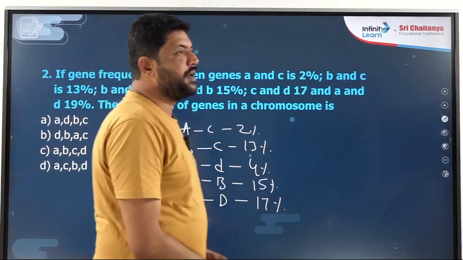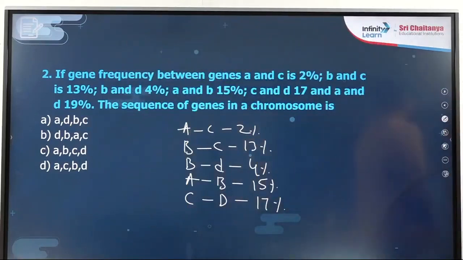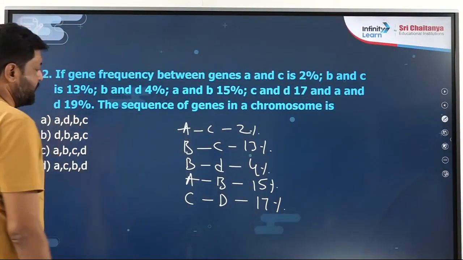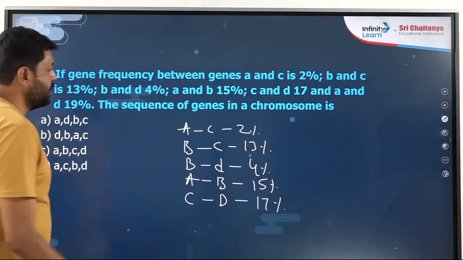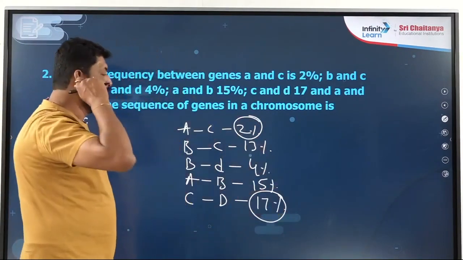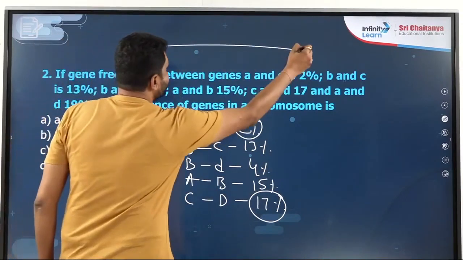C and D is 17%. Clear? Now you have to identify the correct sequence of the genes on the chromosome. First, whenever such kind of question comes, you first notice what is the smallest frequency and what is the largest frequency. Put the largest frequency on both sides.